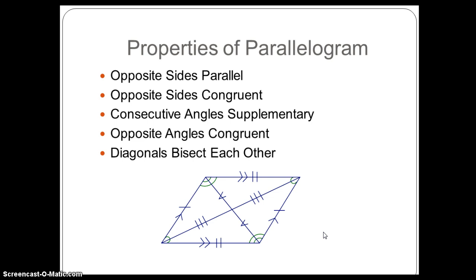We know the consecutive angles are supplementary. We know opposite angles are congruent. And we know that the diagonals bisect each other. There's a lot of properties of parallelograms. And if you look at our diagram, there's a lot of markings. Those markings all show the different properties that we have of parallelograms.